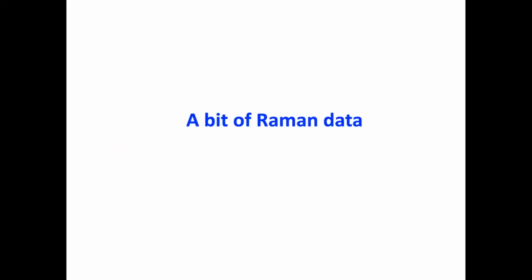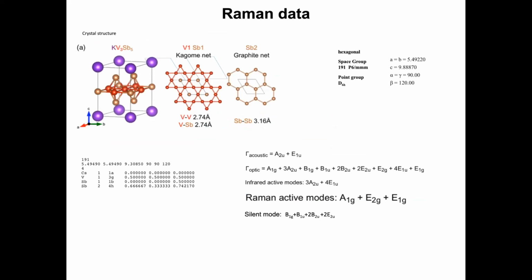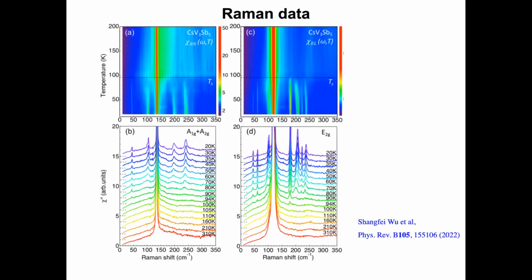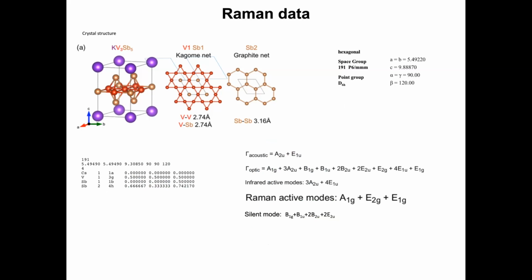Okay, let me now show the Raman data. So we can do symmetrized analysis. The way it's done is we use polarized light, and we do 4 polarizations, and then we decompose the spectra according to the representations, and we know which mode comes with what symmetry. So there is a main mode.